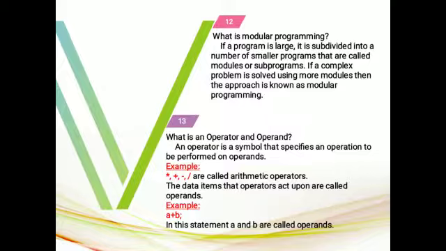What is an operator and an operand? An operator is a symbol that specifies an operation to be performed on operands. So multiplication, addition, subtraction, division are called arithmetic operators. The data items that operators act upon are called operands. Example: A plus B. Here A and B are the operands, and plus is the arithmetic operator involved.